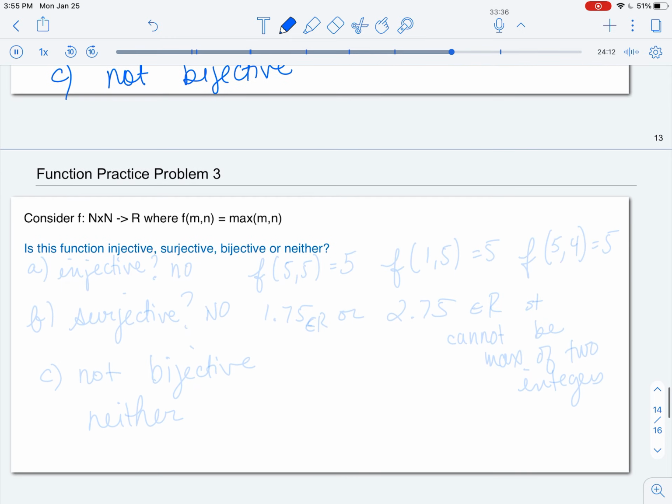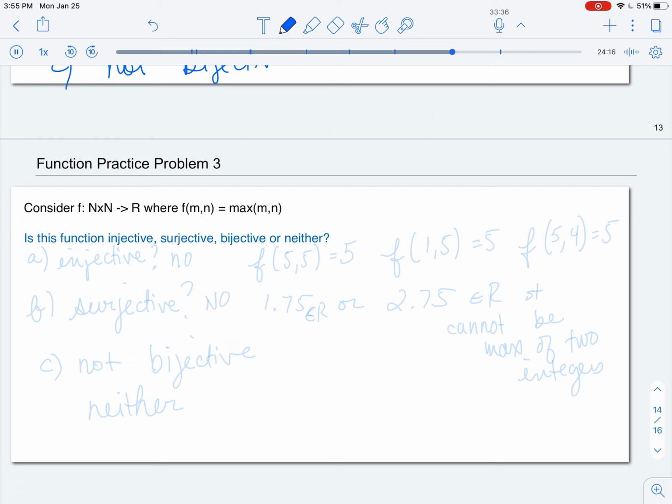So now we have a function mapping from the Cartesian product of the non-negative integers to the reals, and our function f of m, n will take the maximum of m and n. So given a pair of non-negative integers, it will return the maximum of those two integers. So the first question is, is this function injective? By that we have to think about whether every pair of integers maps to a unique point in the reals.